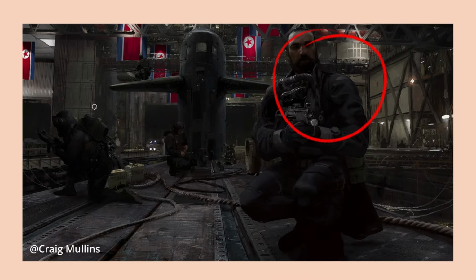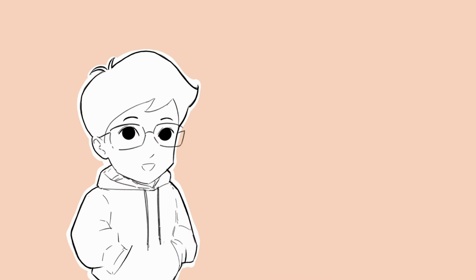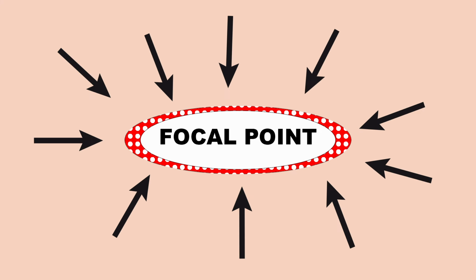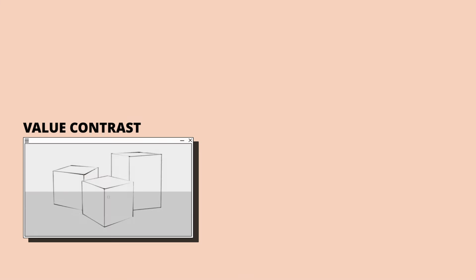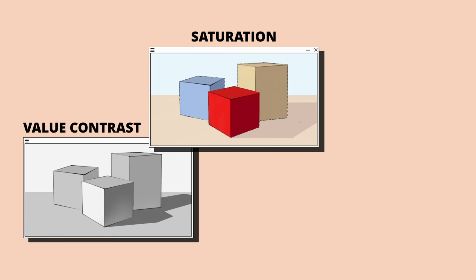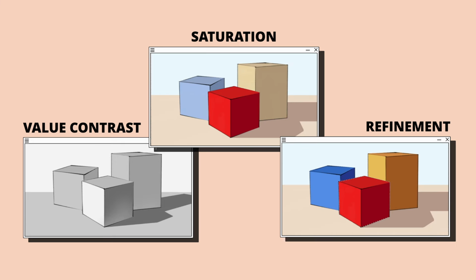There can be more than one focal point in a painting, but it is generally advised to keep it to a minimum. An artist's job is to reinforce the focal point, and there are many ways to do that, like giving the focal point a higher value contrast, or giving the focus more saturated colors, or by rendering it with a higher level of detail and refinement compared to the other areas.